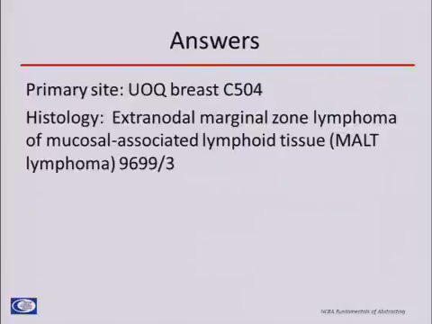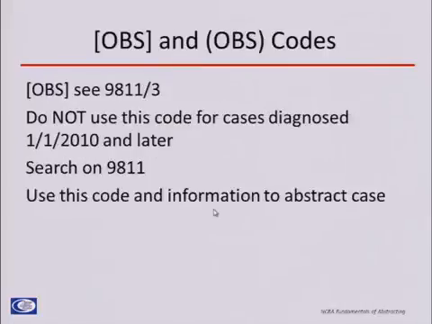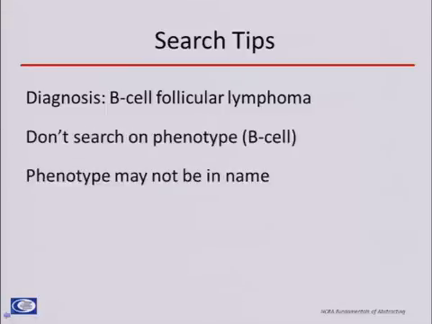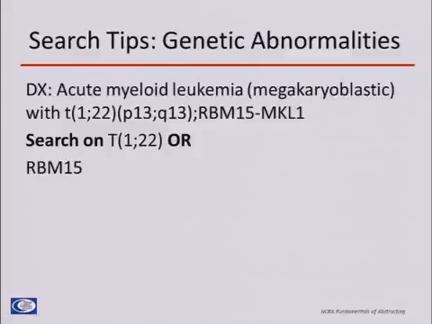And there's the answer. We already talked about the obsolete codes. Don't use them. Search tips. There are different ways to search, and we've already kind of gone through this, easy searches. Don't search on B cell or T cell. You'll get way too many hits. So, use the terms that look unique. A unique term is usually unique to a diagnosis. So that's the best way to do that search.